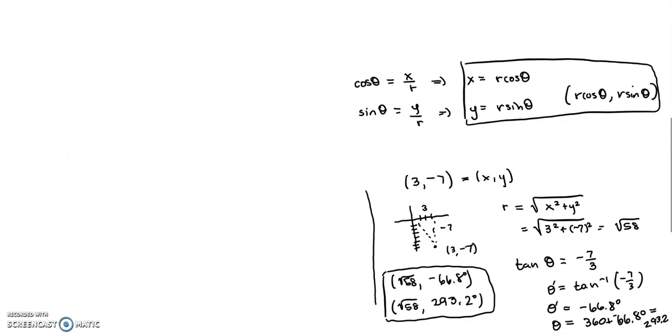Okay, let's look at one more of these examples. So let's look at -3, -4. Okay, this is our xy, and we want to change this to r theta. So let's go ahead and draw a picture. 1, 2, 3, 1, 2, 3, 4. Okay, so we've got -3, -4.